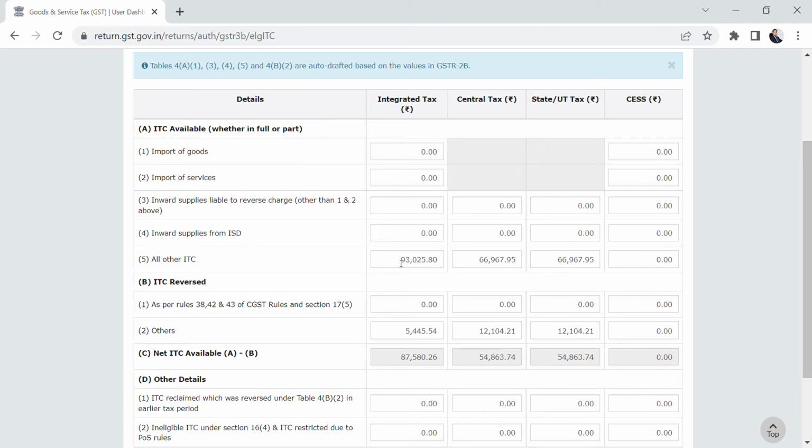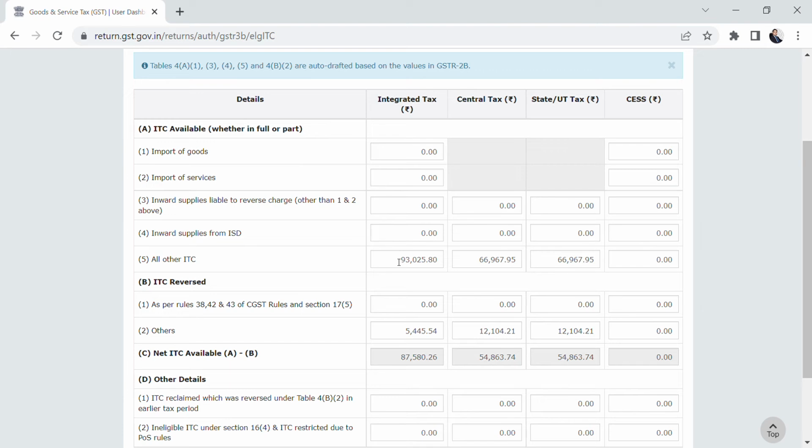So I'm summarizing the conclusion that this particular Table 4 part A will have all the auto-populated figures except two items. The first item pertains to the conflict of place of supply, the hotel example, and the second pertains to the time limits. The time limit for taking ITC has already expired. I hope this point is clear to all of you.